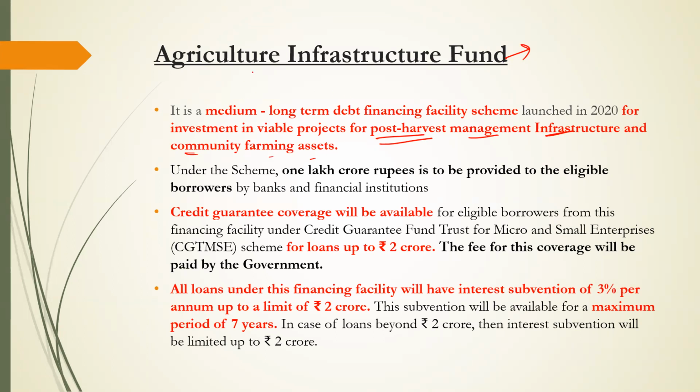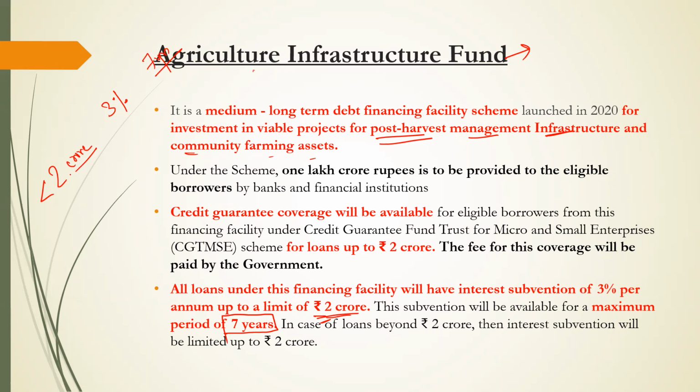Now under the Agriculture Infrastructure Fund, the financing facility is available for a limit of up to 2 crores. If you are availing a loan which is up to 2 crores or below, you can avail an interest subvention of 3%, and this subvention is available for a maximum period of 7 years. So if you are availing any loan which is less than 2 crores, you get an interest subvention of 3%.